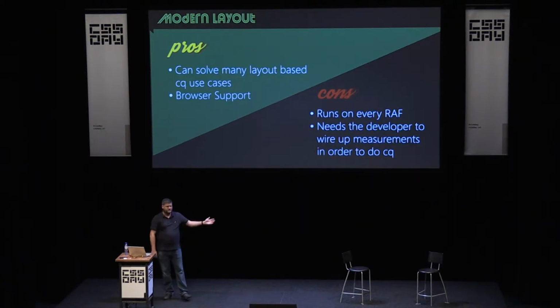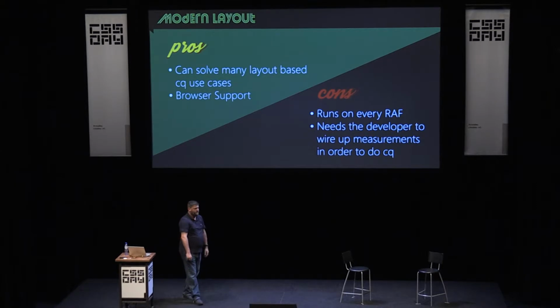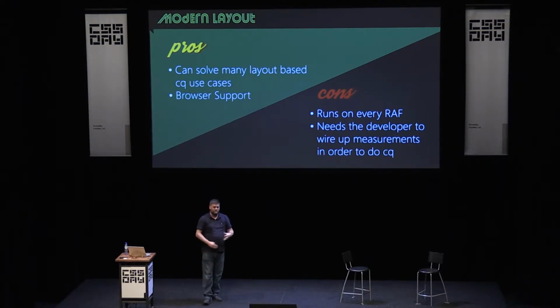So the pros, it's widely supported for getBoundingClientRect. It can solve any type of scenario that you end up needing to do. It runs on every RAF is a huge con. It needs the developer to do a lot of the wiring for you. So you end up needing to wire up a lot more stuff. So if you end up wanting to know the offsets of different boxes, you have to wire all that up.